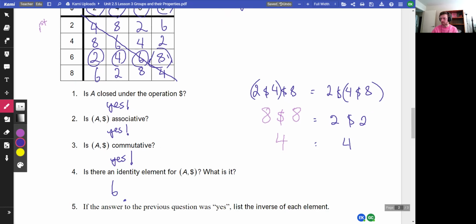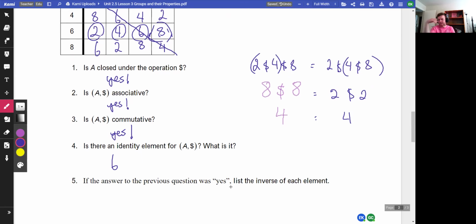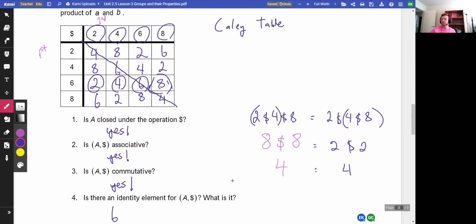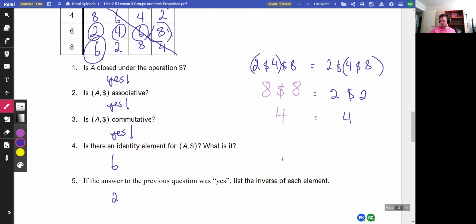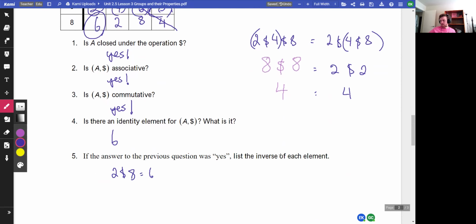Not 6 factorial, 6. These are all yes, by the way. Lots of yeses. If the answer to the previous question was yes, list the inverse of each element. What is 2's inverse? 2's inverse is 8. 2 star 8 is equal to our identity element 6.